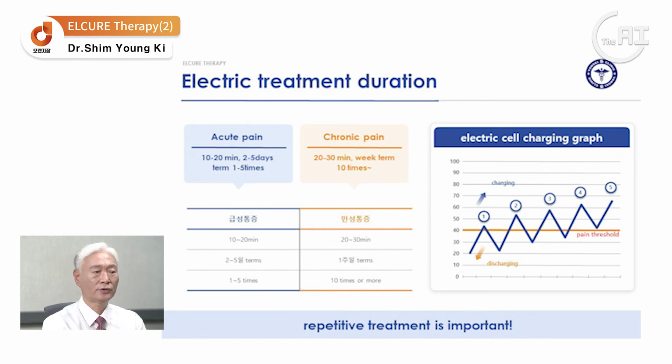So treatment sessions: for acute pain, 20 minutes, and then every 2 days or every week. Chronic pain needs more time and more sessions. I recommend 10 to 15 sessions. 10 sessions every week means 2 or 3 months of treatment every week. So repetitive treatment is very important.